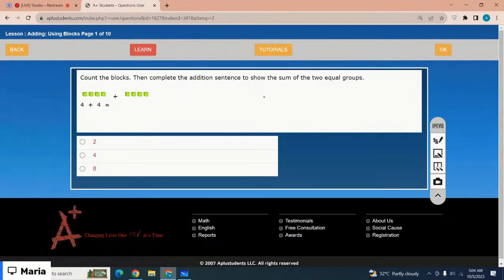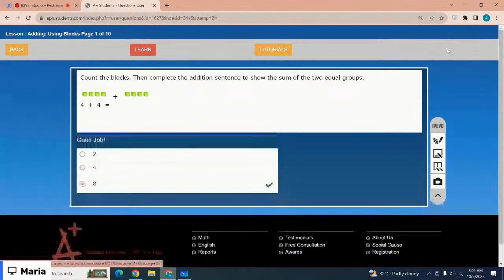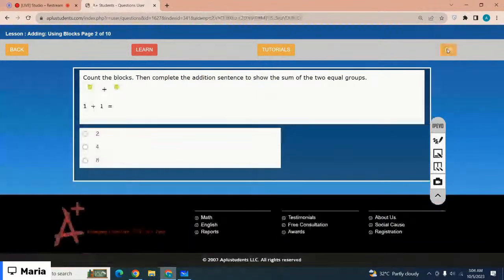1, 2, 3, 4, 5, 6, 7, 8. Adding means you have to count them all together, right? So when you count them all together, they are 8. The correct option is 8. If you already know the answers, you can please write down the answers in the chat box. Count the blocks, then complete the addition sentence to show the sum of the two equal groups. So which is the correct option?